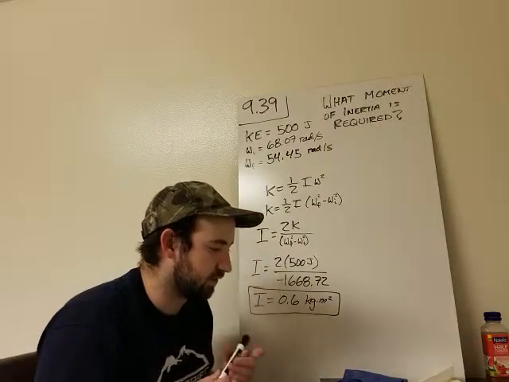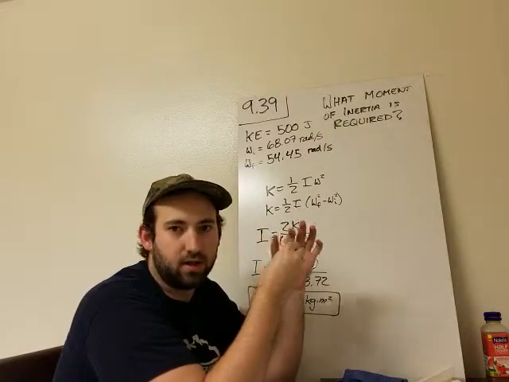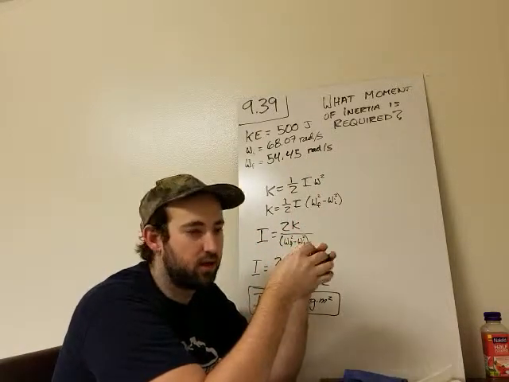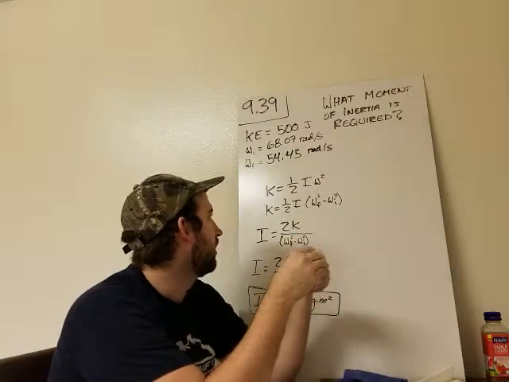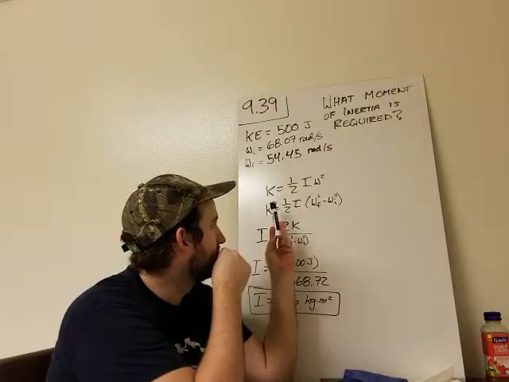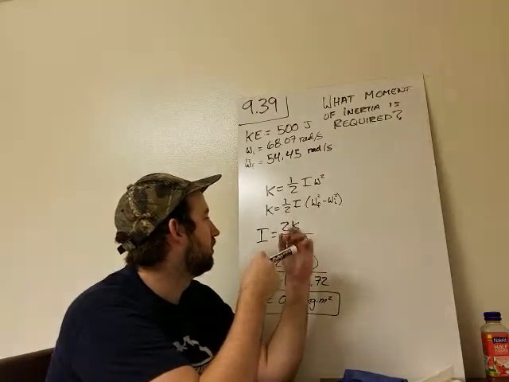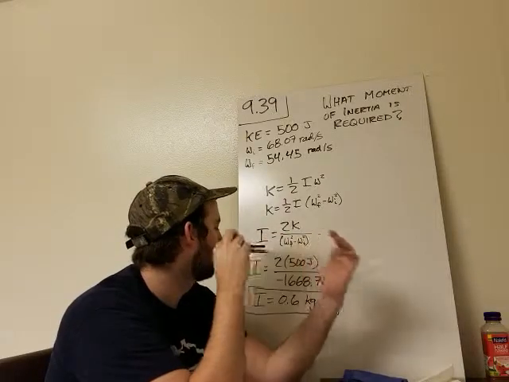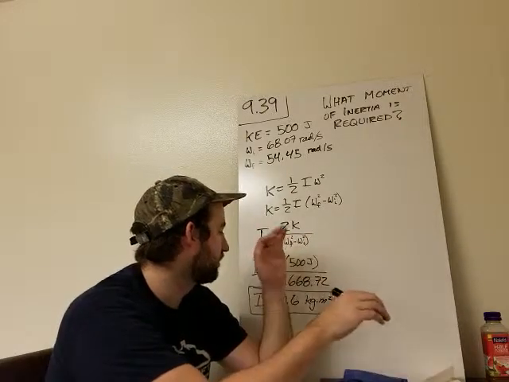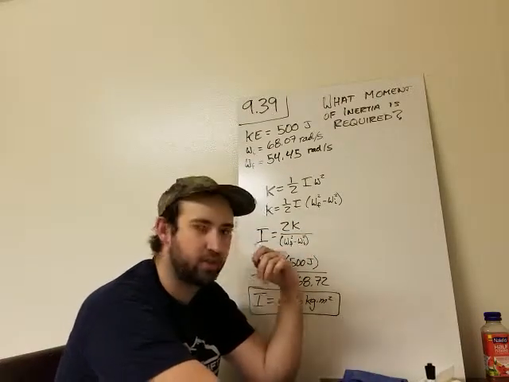Just as an overview, we first had to convert our angular velocities from revolutions per minute to radians per second. We then used our rotational kinetic energy equation to solve for the moment of inertia. We did that and we got 0.6. So that is how you solve question number 39.